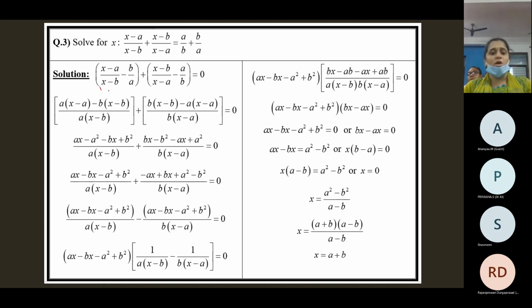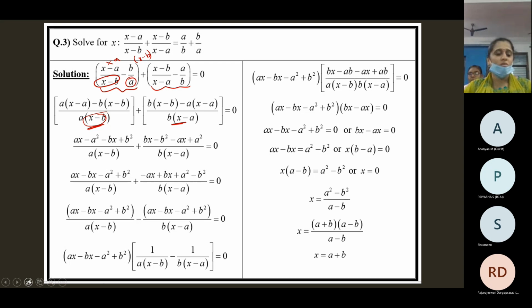So the next step is the common denominator. You have to take the common denominator. So see here the common denominator: a into x minus b, b into x minus c. Then we have x minus b here, x minus b. So you should multiply this one by a. Here we have a, so you should multiply by x minus b.